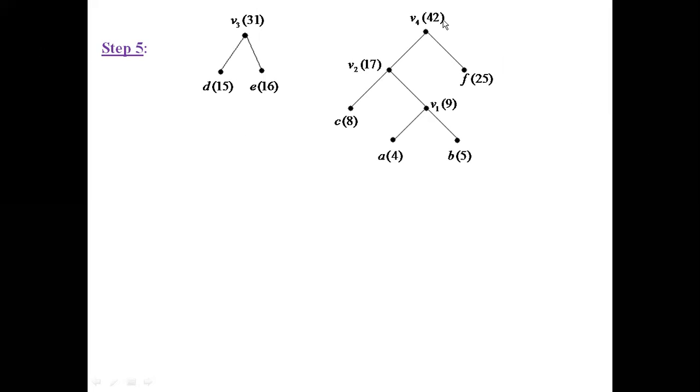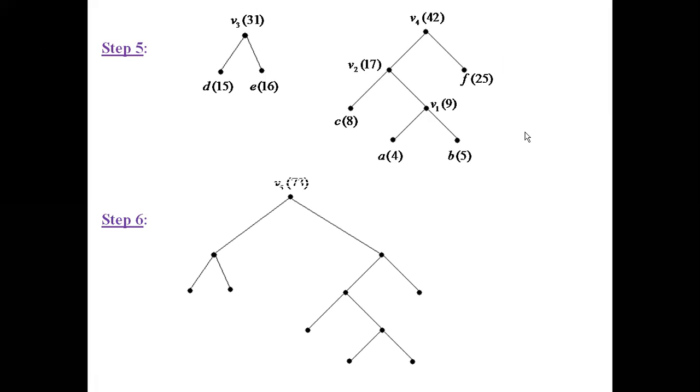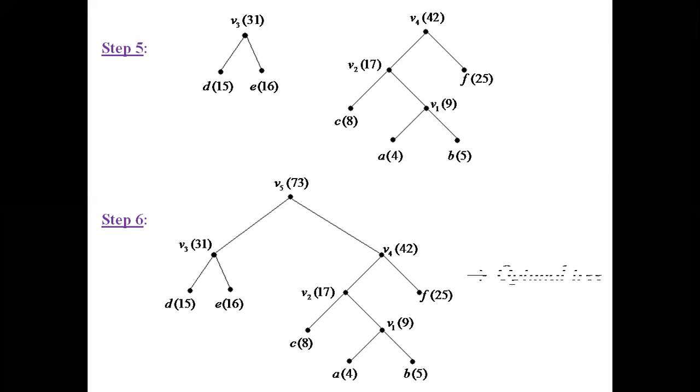So we combine 42 and 31, gives us the following tree. The new vertex is V5 with the weight 73. The left child will be V3 and its children D and E as it is towards the left side, and towards the right side V4 with its children and sub-children in the same manner. So this is your optimal tree.